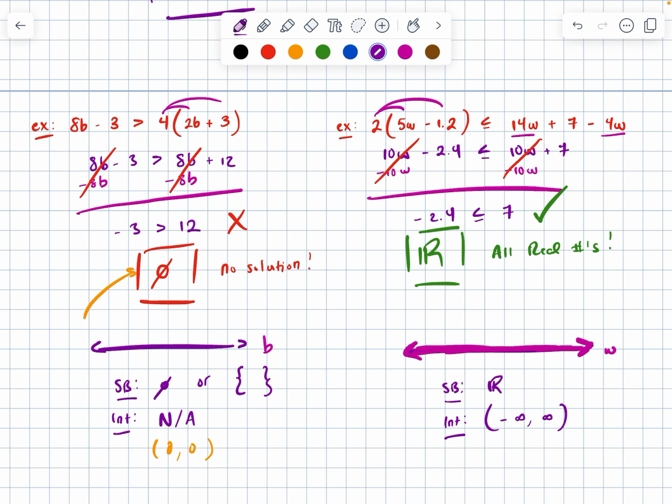If you figured that out for yourself, great. If you didn't figure that out for yourself, also great. If you figured out the no solutions and all real numbers for yourself, great. And if you didn't, who cares? That's totally fine. Lovely.